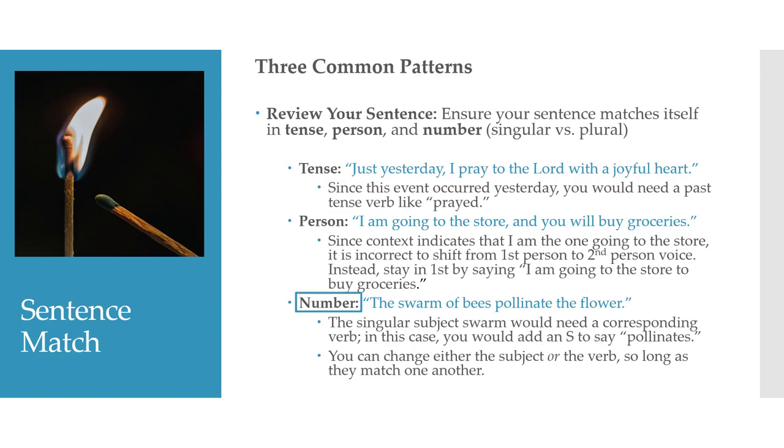Number. The swarm of bees pollinate the flower would not match itself. The singular subject swarm would need a corresponding verb. In this case, you would add an s to say pollinates. Alternatively, in some instances, you can change the subject to match the verb instead.